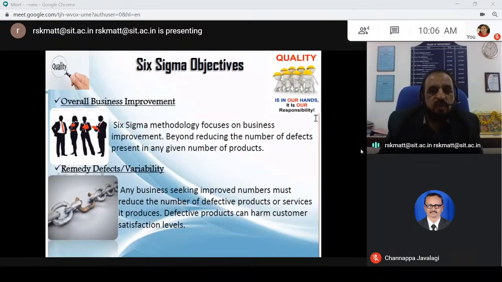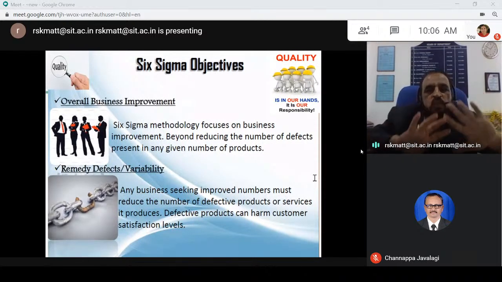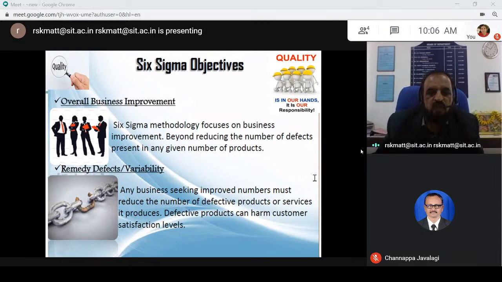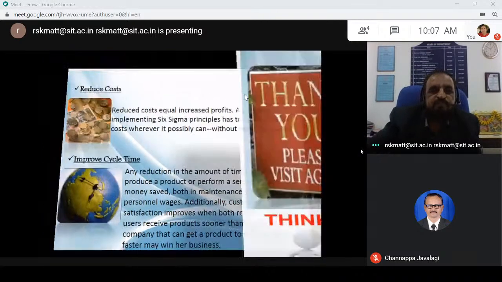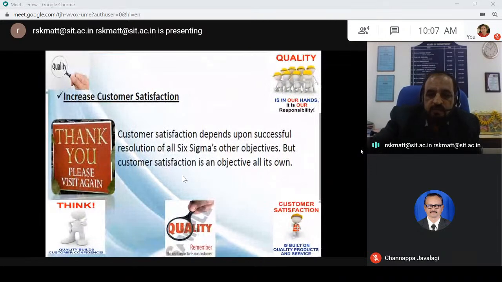The overall business improvement: definitely Six Sigma cannot be applied in a single shot on the whole supply chain. We need to identify the processes, apply Six Sigma process by process, and one day the whole business is going to be streamlined and we can attain the quality, reduce the cost, improve the cycle time, and increase the customer satisfaction.